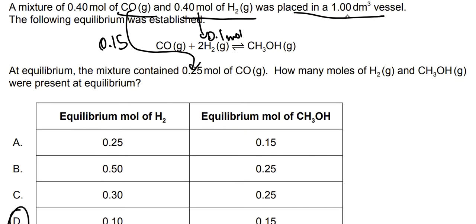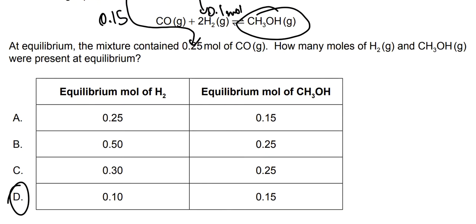So if we have 0.15 moles of carbon monoxide reacting, then we would have 0.15 moles of this thing being produced based on the stoichiometric coefficients. And it seems to me that this works. So D is definitely the correct answer.